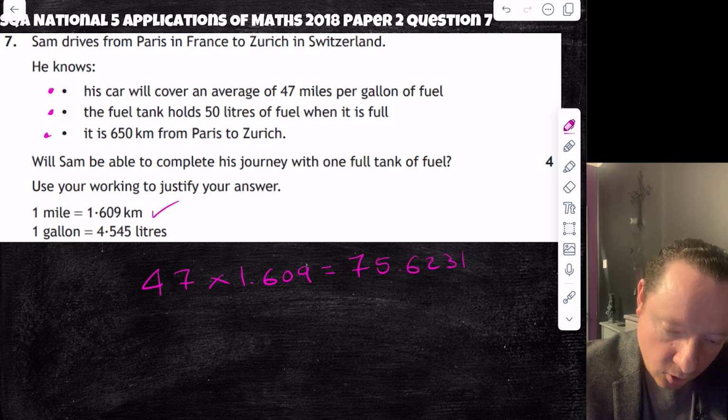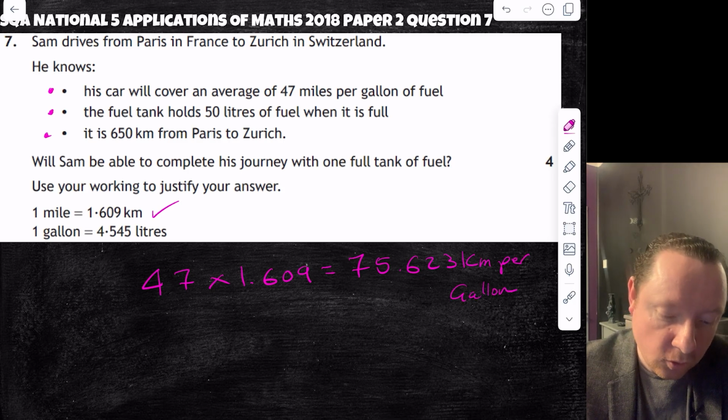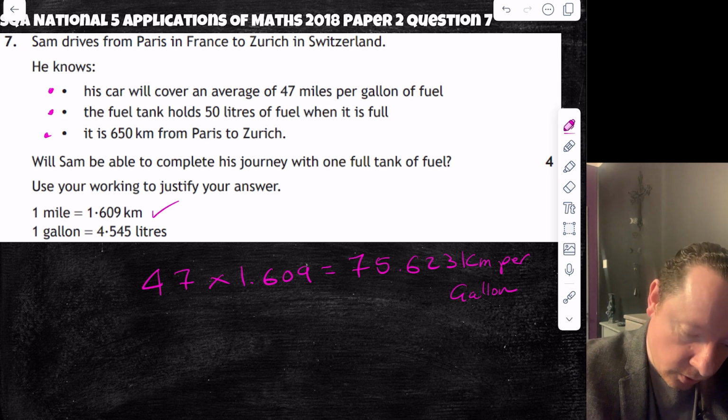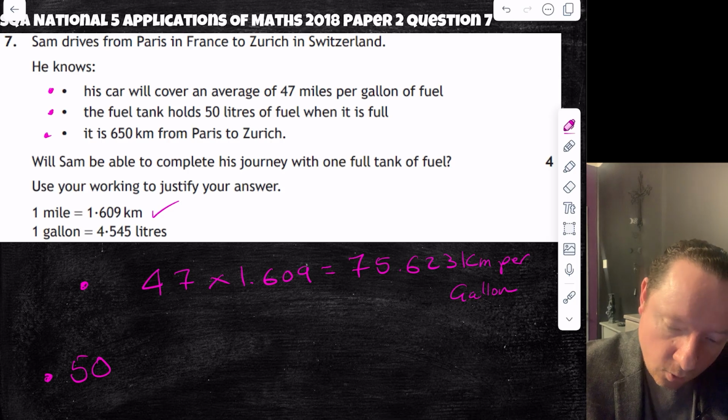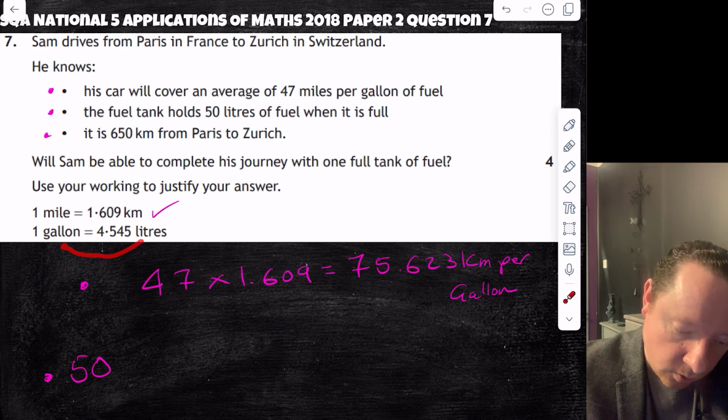75.623 kilometres per gallon. Next bullet point says the fuel tank holds 50 litres of fuel when it is full. But I don't know much about that. I know gallons. I know I'm getting 75.623 kilometres per gallon. So I'm going to turn that into gallons. I'm starting off with 50 litres. I want to go backwards to gallons, so I'm going to divide by 4.545.